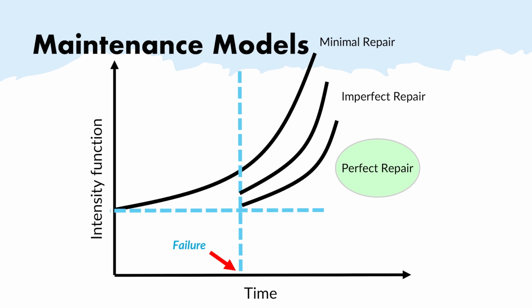Examples of this are when you replace a system by a new one. Sometimes it's not a perfect repair, but it's close to that, for example, an engine overhaul, which is a very extensive and comprehensive action that tries to put the system as much as possible back to its original condition.